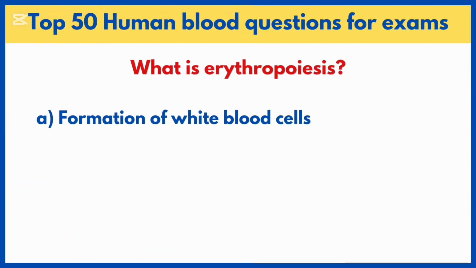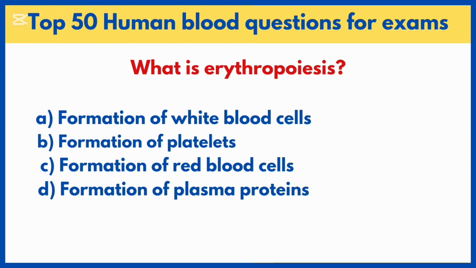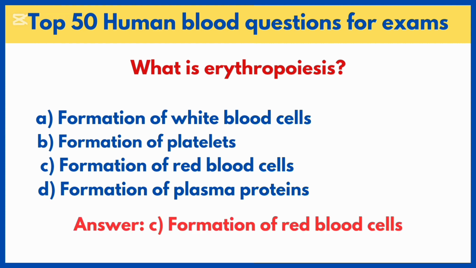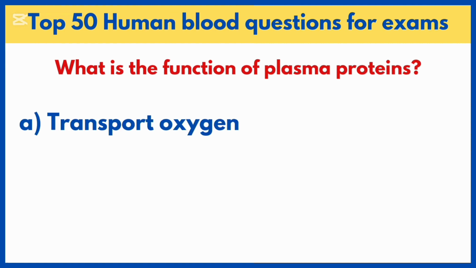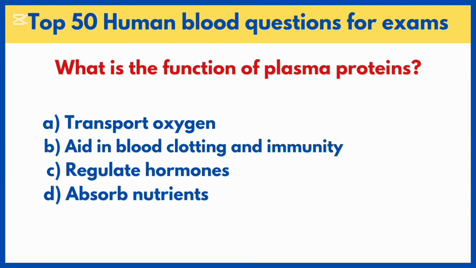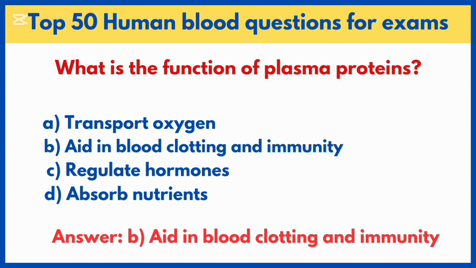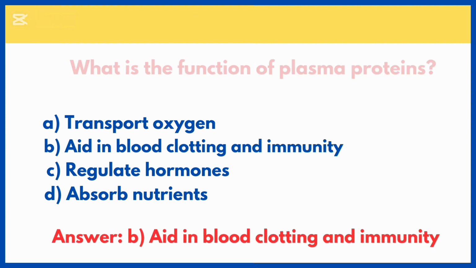What is erythropoiesis? Correct answer is option C, formation of red blood cells. What is the function of plasma proteins? Correct answer is option B, aid in blood clotting and immunity.